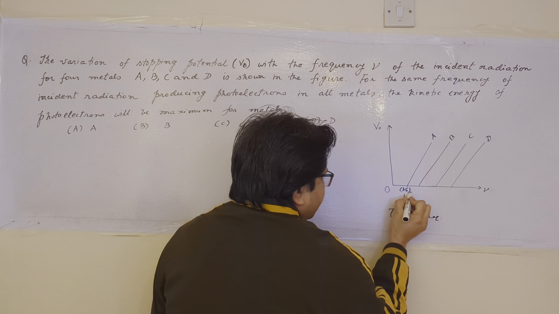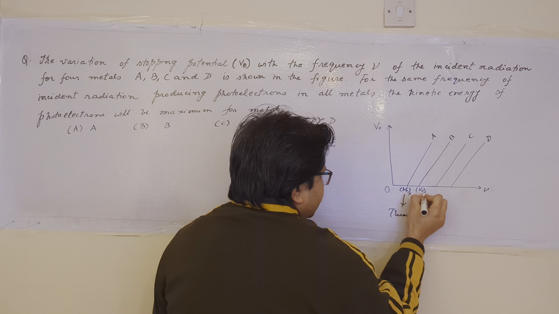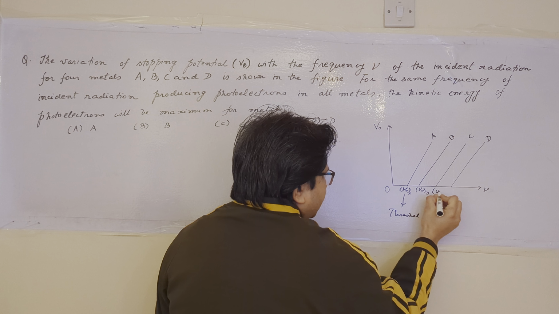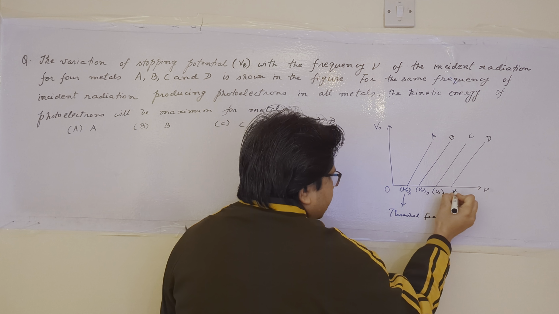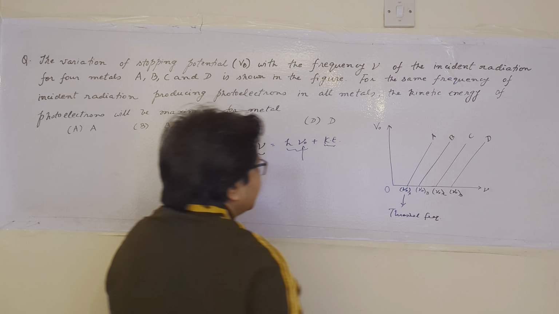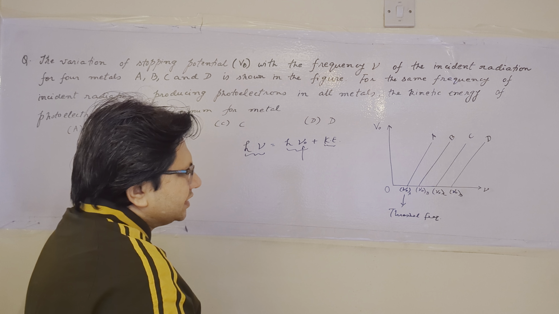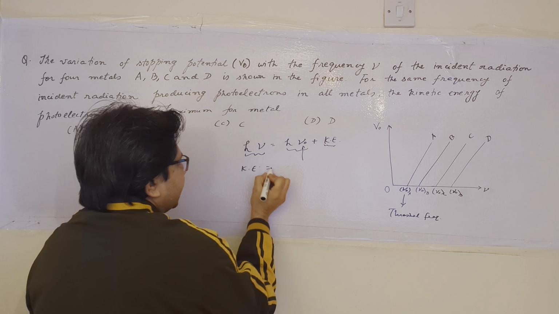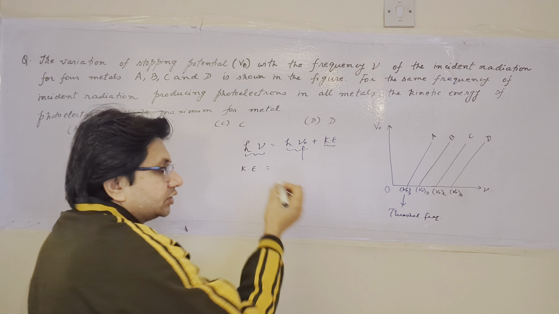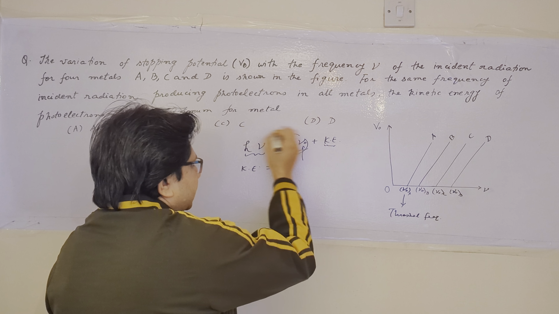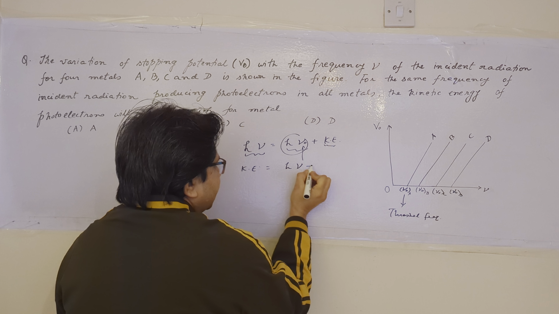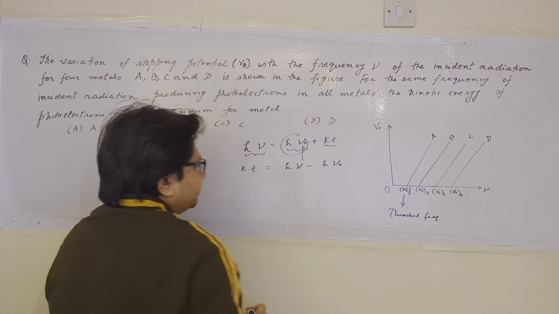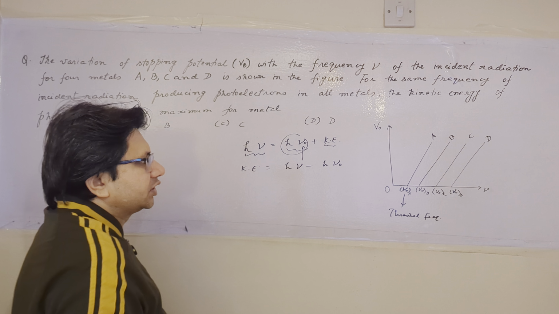So this is the threshold frequency for metal A, this is the threshold frequency of metal B, this is the threshold frequency of metal C, and this is the threshold frequency of metal D. So we can easily see that these are the threshold frequencies, and we have to maximize the kinetic energy. So we take the kinetic energy on one side and this term on the other side. So we get this equation: kinetic energy is h nu minus h nu naught.